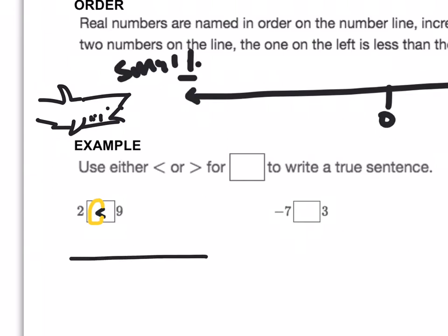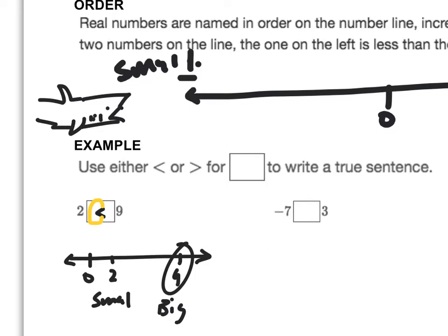We can also think about this on a number line. If I put 0 here, locate 2 on that number line and locate 9, 9 is furthest to the right. This is big, this is small. So 9 is bigger.